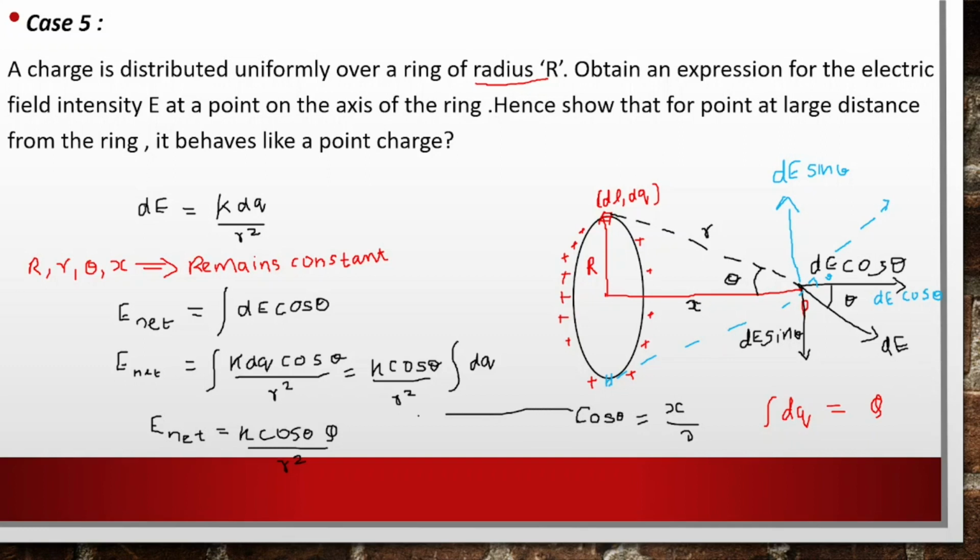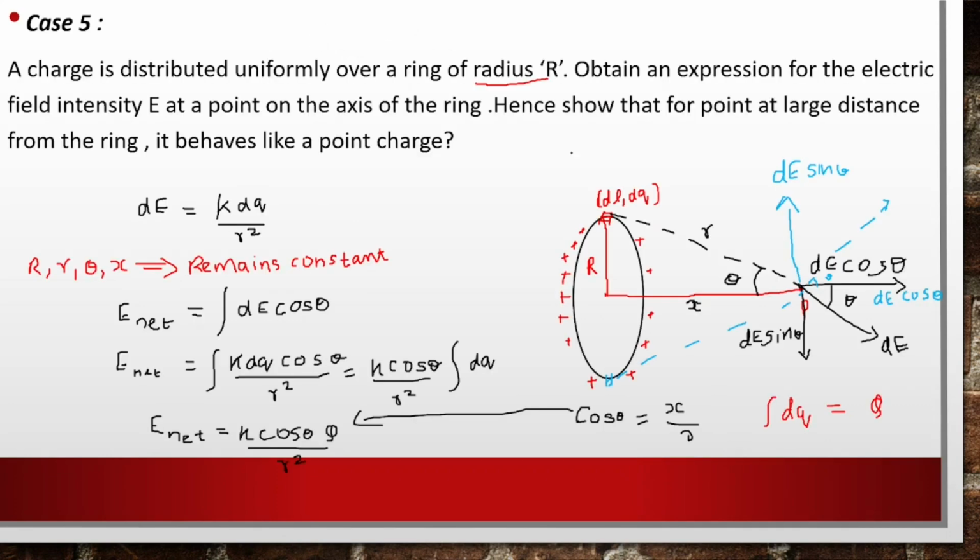Now apply this in this equation. So we get it as, we can write it in the next slide. E net is equal to K cos theta, instead of cos theta, x by r, Q by r square into x by r. Okay, so we can write this as K Q x by r cube.